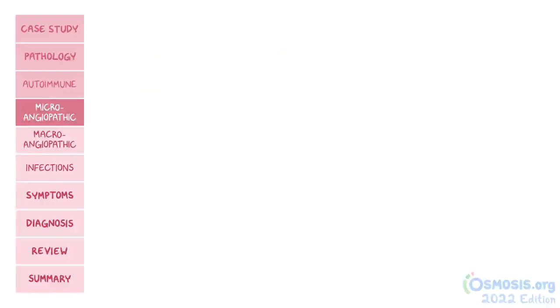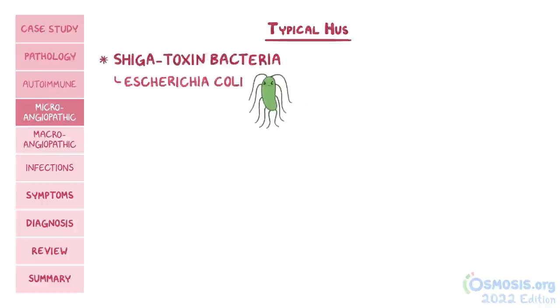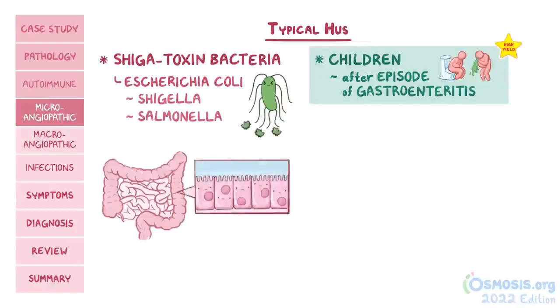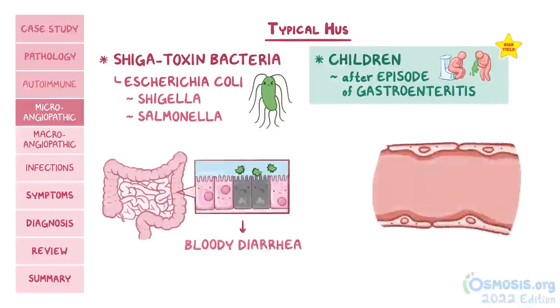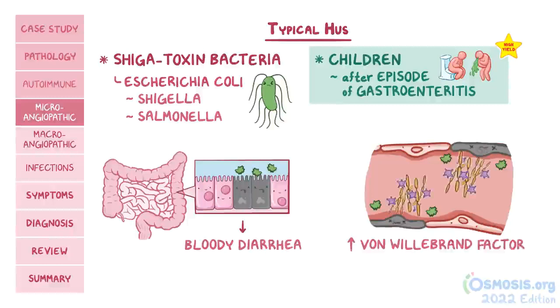Alright, moving on to HUS. Typical HUS happens after an infection by a Shiga toxin bacteria. The most common is Escherichia coli, but others include Shigella and Salmonella. A high-yield fact for your exams is that this often occurs in children after an episode of gastroenteritis caused by these bacteria. The toxins they release destroy colonic epithelial cells, causing bloody diarrhea, and then enter the circulation, where they damage the endothelial cells, causing massive release of von Willebrand factor and excessive clot formation throughout the body. Typical HUS has a good prognosis.